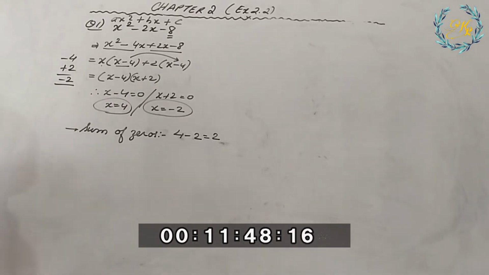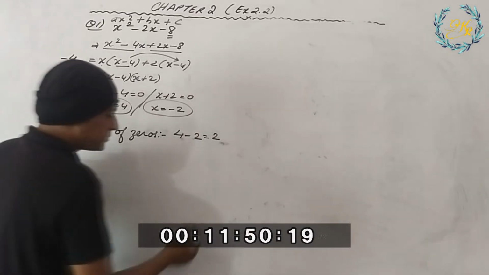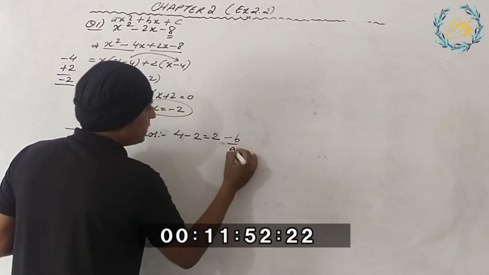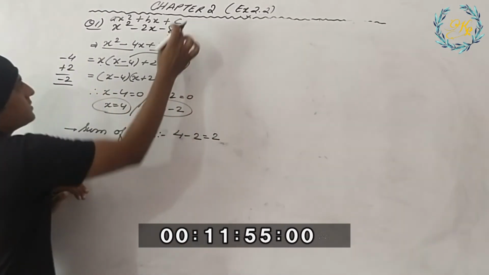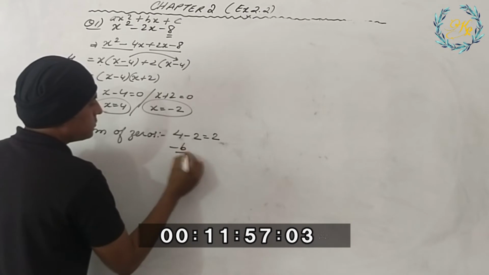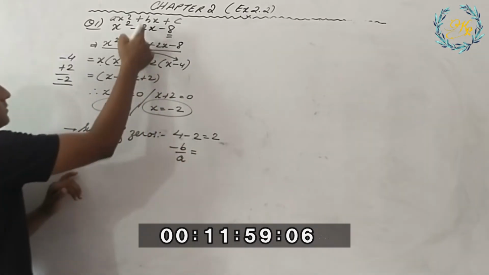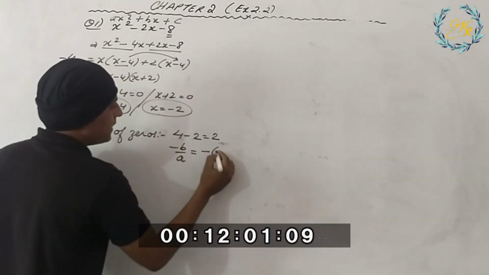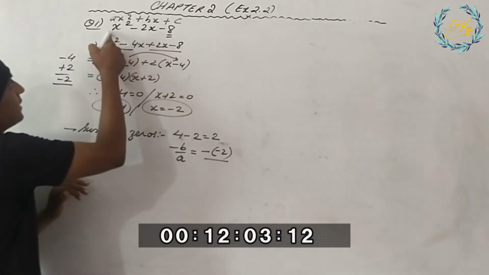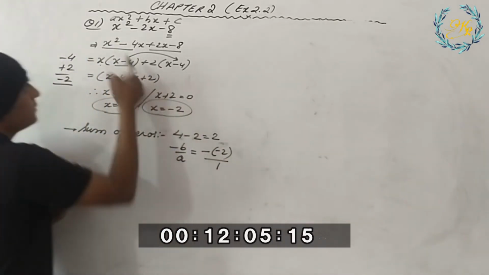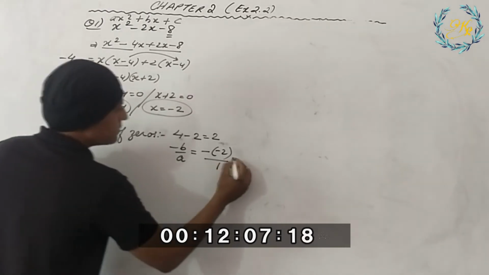Sum of zeros is given by the formula minus b upon a. According to this equation, sum of zeros will be minus b upon a. So what is the value of minus b? Minus 2. And value of a is 1. You cannot see a here, it means 1. So this answer will be 2.